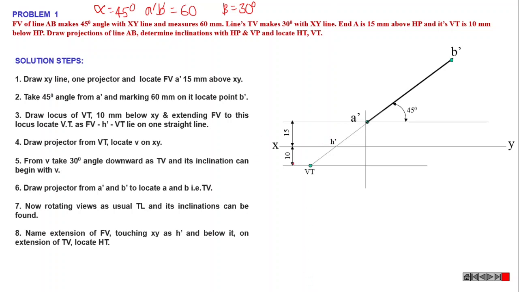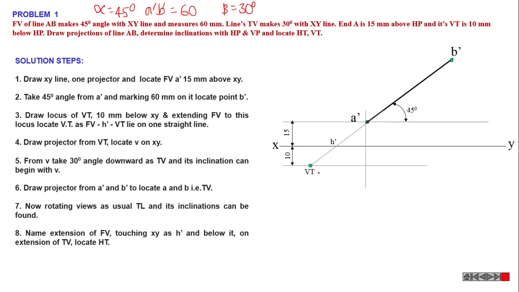H dash is that point where the extension of the front view intersects with the XY line. And further extension of that line will meet the locus of VT, and that particular point will become the vertical trace.